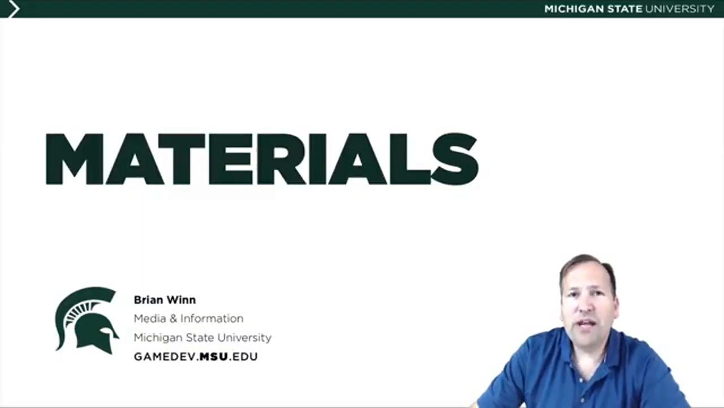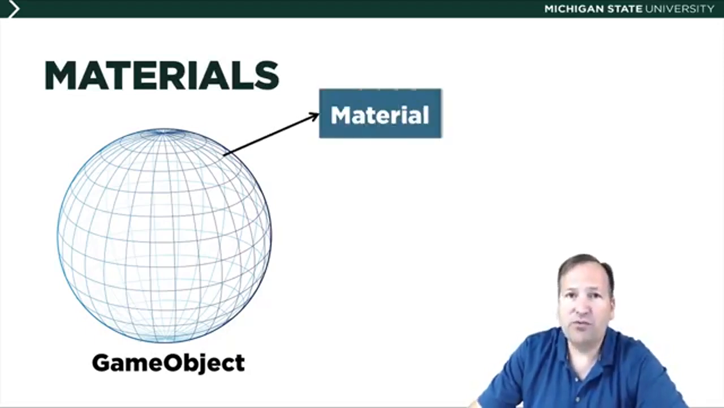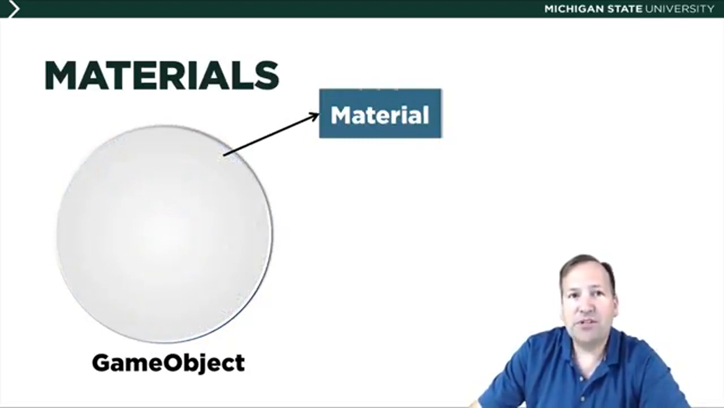In this video, we'll enhance the look of our solar system through the use of materials. A game object is often made up of 3D geometry, sometimes called a 3D model. It is represented here as a wireframe. You could think of the material as the wrapping paper around the game objects. All game objects that are visible have a material.